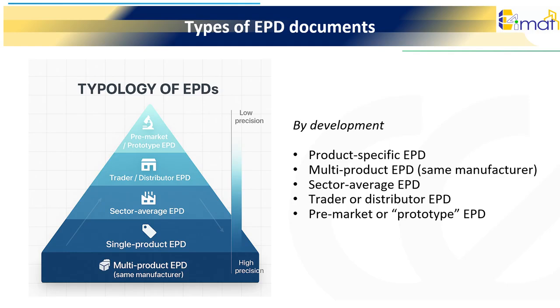Another type is the trader or distributor EPD, issued by organizations that market the product but are not the manufacturer. Finally, some programs enable pre-market or prototype EPDs, allowing emerging products to be evaluated before entering full production. These documents help anticipate the environmental impact at early design or pre-commercialization stages.